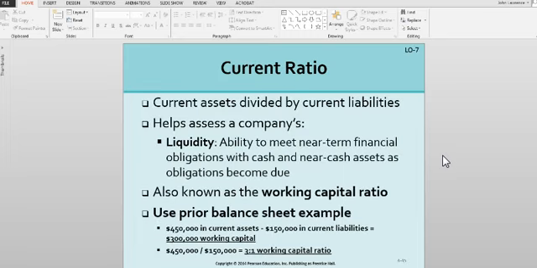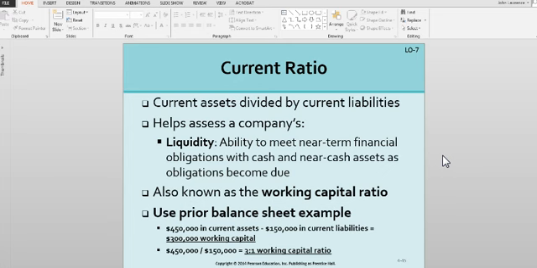So the current ratio, we talked a little bit about working capital, which is your current assets minus your current liabilities. Your current ratio is just simply your current assets divided by your current liabilities. That's a way to help assess the company's liquidity, which of course is their ability to meet their near-term obligations with either their cash or their near cash assets.